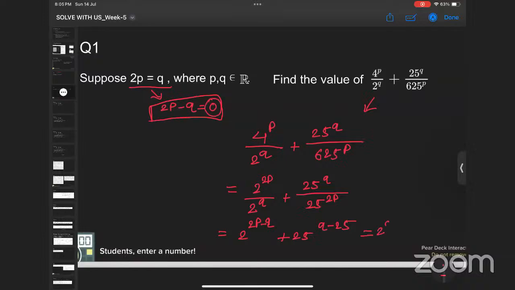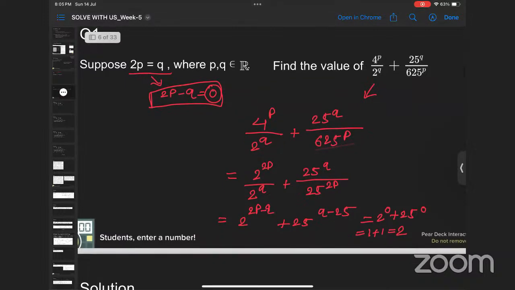So this is 2 power 0 plus 25 power 0. And you know any finite number to the power 0 is equal to 1. So it will be 1 plus 1 equals 2. So almost all of you wrote the correct answer. So it was pretty easy, right? Hopefully you don't have any doubt with this question. It was really an easy question.